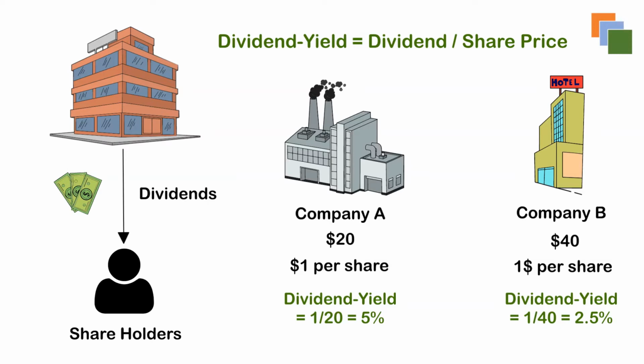Assuming all other factors are equivalent, an investor looking to invest would generally prefer investing in company A, as it has a higher dividend yield.